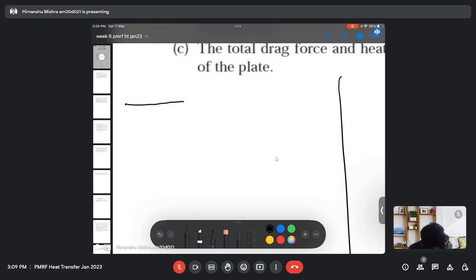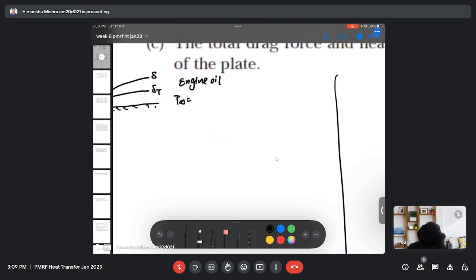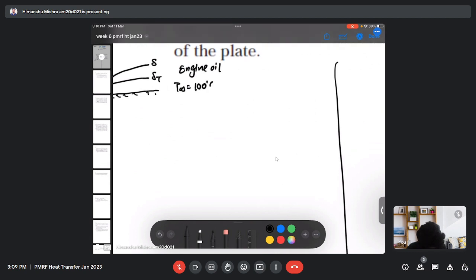So we have a flat plate here, and we have a hydrodynamic as well as thermal boundary layer. And we are given that there is engine oil at a free stream temperature of 100 degrees Celsius, and the free stream velocity is 0.1 meter per second.